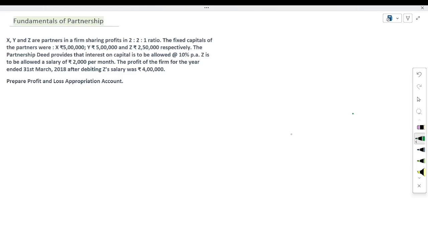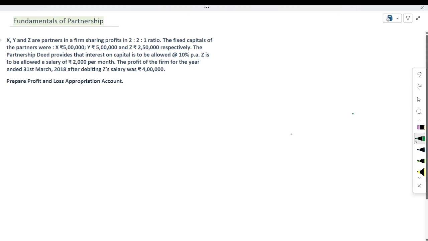Today in this video I am going to solve another problem on the fundamentals of partnership. In the previous video we already solved one problem related to the preparation of the profit and loss appropriation account. Here we are doing the same thing, but there will be a few changes in the question. So, see here. First of all, we will read the question.